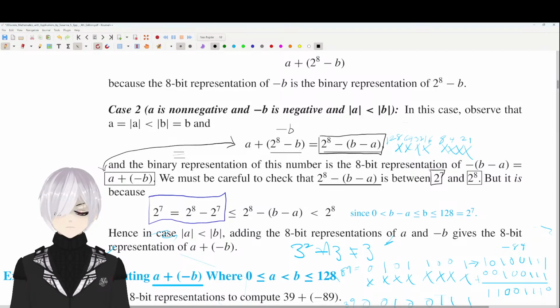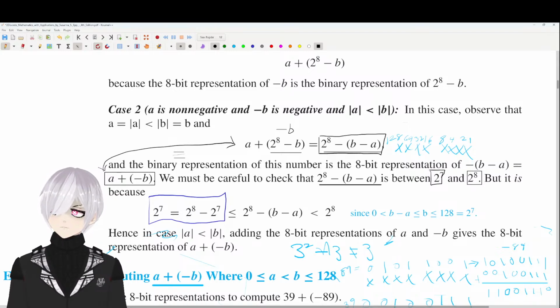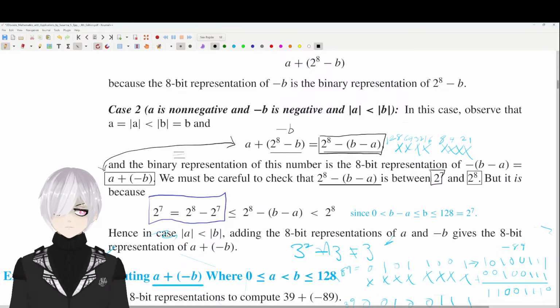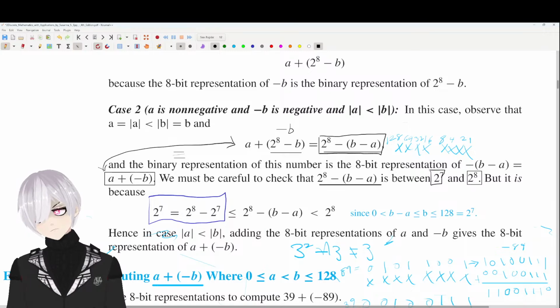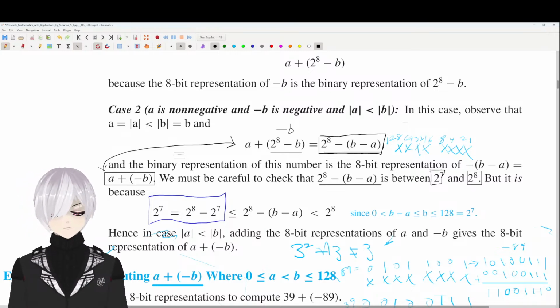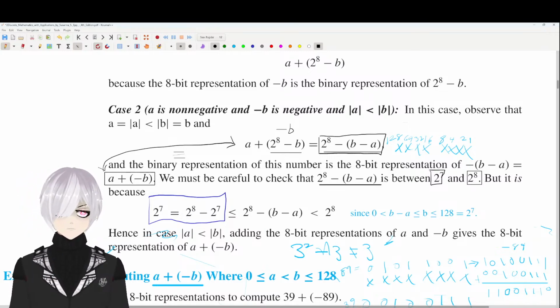well, we know that b is greater than a. a and b are both numbers from 0 to 127, because b is the absolute value of some negative number from negative 1 to negative 128. So I guess b and a are actually from 0 to 128. So we have some number from 0 to 128 minus a smaller number from 0 to 128.